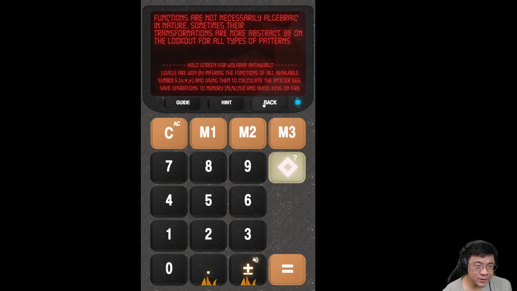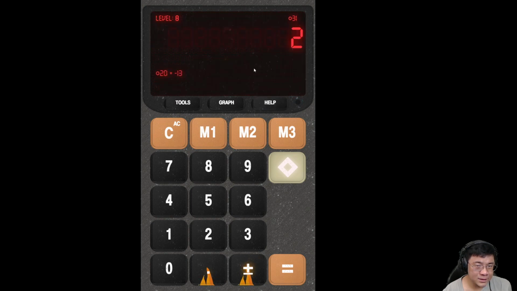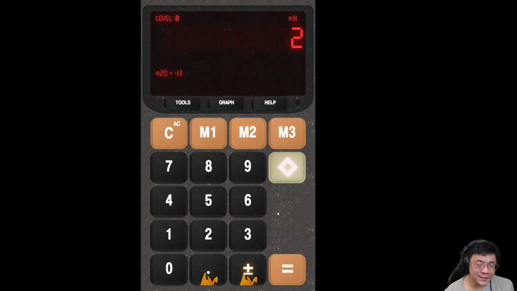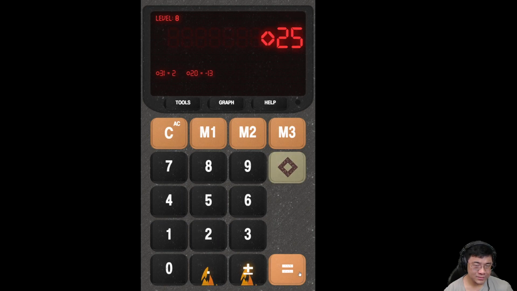Sometimes the translations are more abstract. What does more abstract mean in terms of math? Like, what is a non-algebraic function? That just means it's not something like the input isn't necessarily... Right. Yeah, it might be something weird where you can't just determine it by plugging it in.